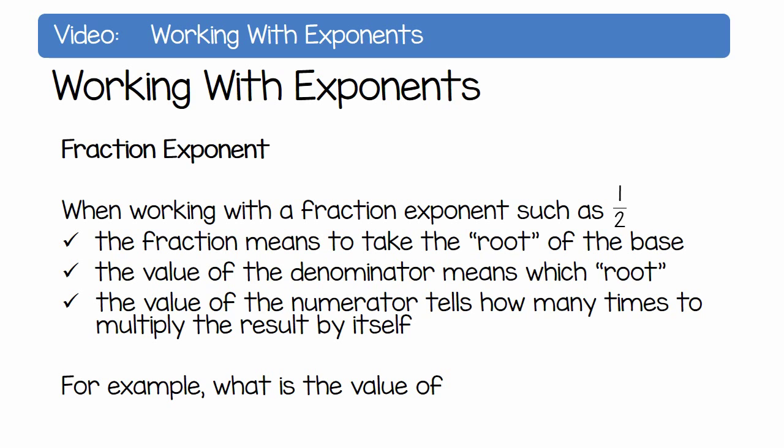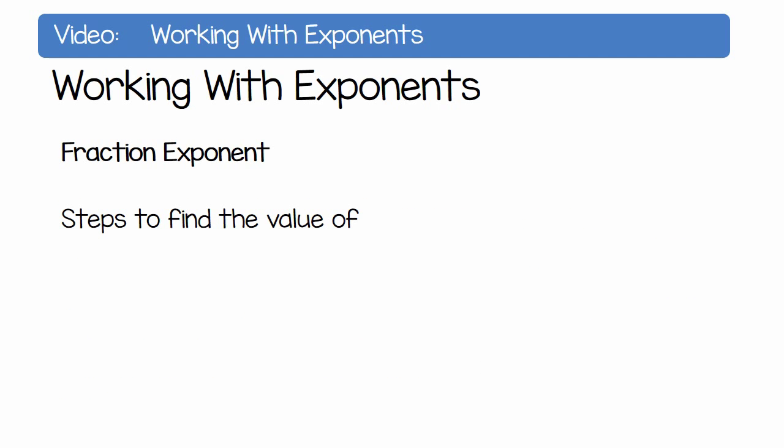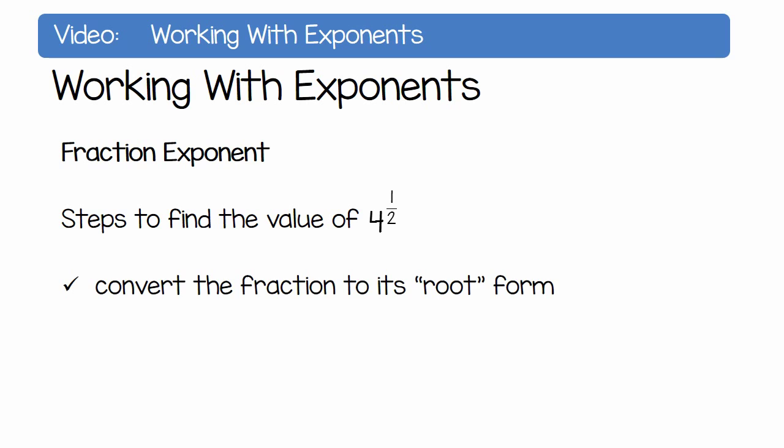What does that mean? Well, let's look at this example. What is the value of 4 to the exponent 1/2? Here are the steps that we need to follow to find the value of 4 to the exponent 1/2. Convert the fraction to its root form. 4 to the 1/2 means the square root of 4 to the exponent 1.